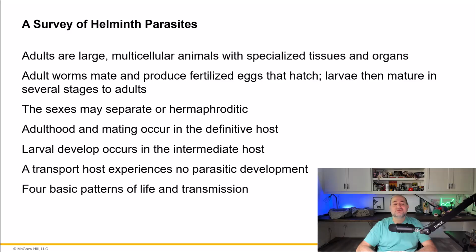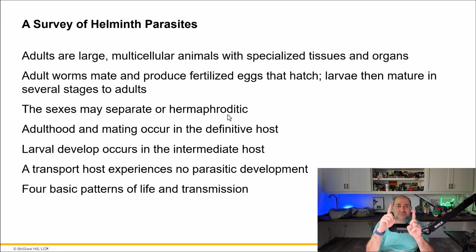All right, welcome back from break time with Gizmo and Wicket. Let's talk about helminths now. Helminths refer to worms, and adult worms are large multicellular animals with actual specialized tissues and organs. Adult worms can mate and produce fertilized eggs that hatch. Larvae then mature in several stages to adulthood.